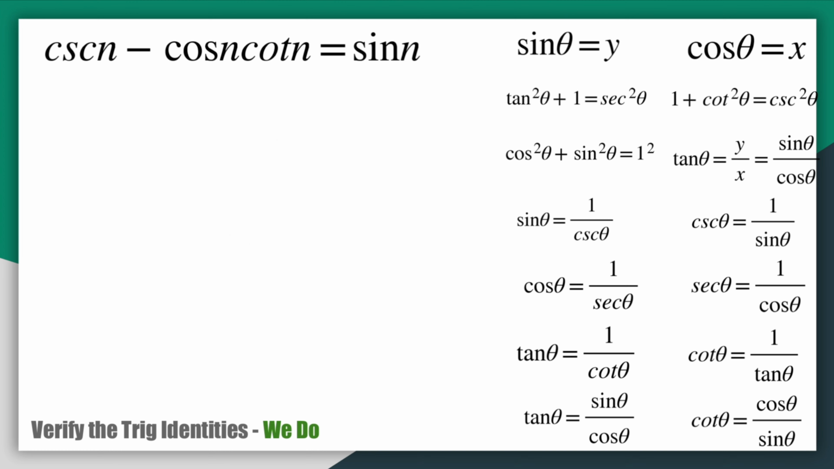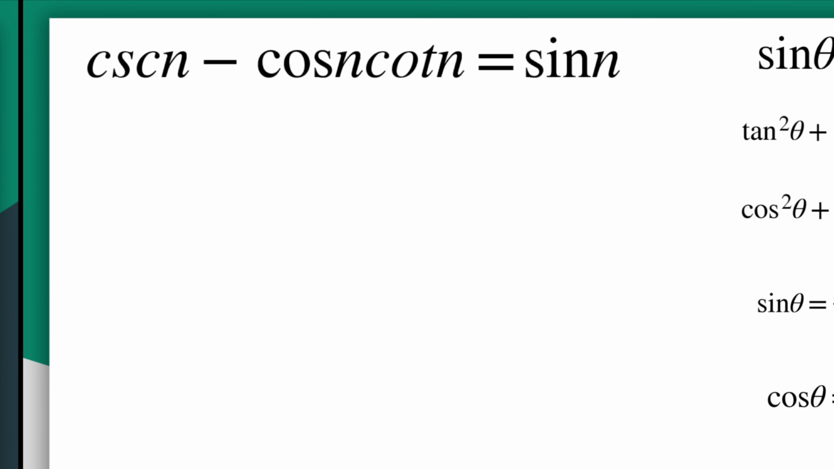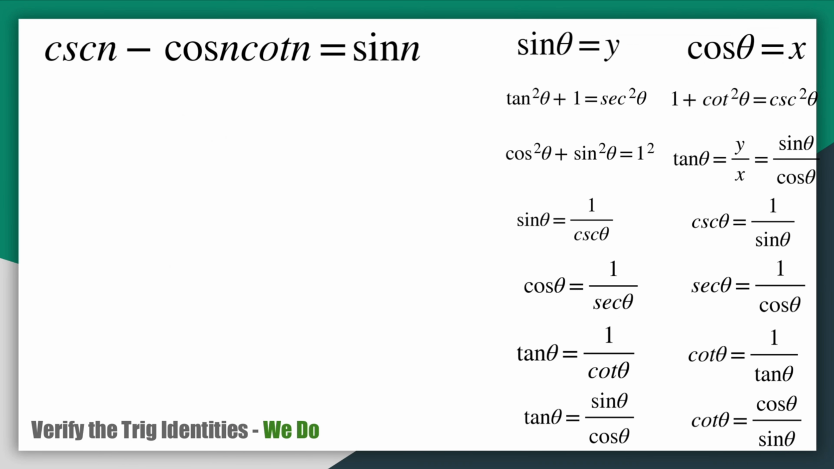All right, so hopefully you guys got this one, right? You can see that we have cosecant n minus cosine n times cotangent n is equal to sine n, all right? So let's start thinking in terms of our trig identities. We know that cosecant n is the same thing as 1 over sine, so that's helpful. And cotangent can also be the same thing as cosine over sine. So let's rewrite it in those terms. So 1 over, where are we at?